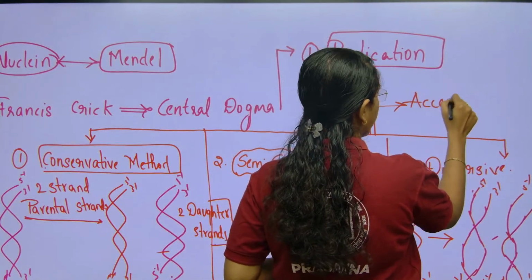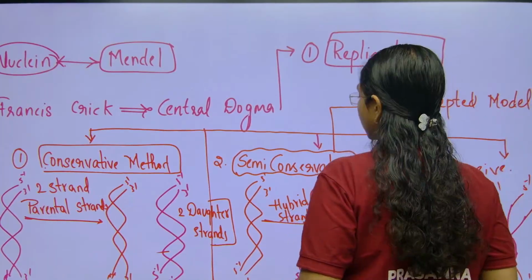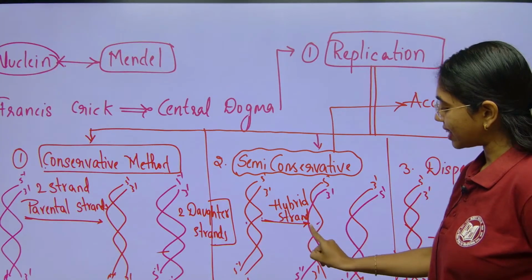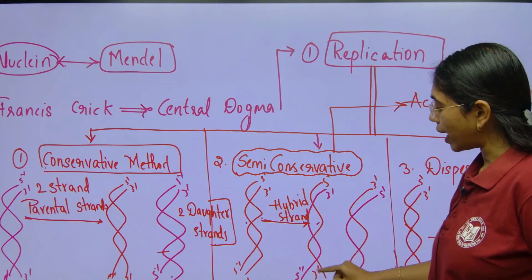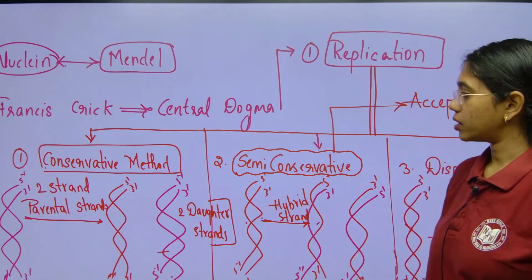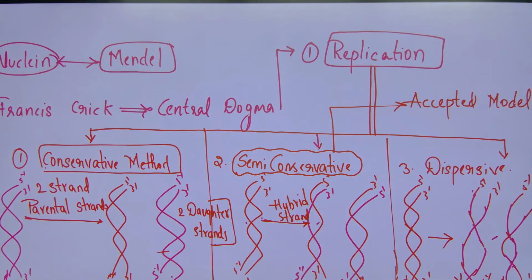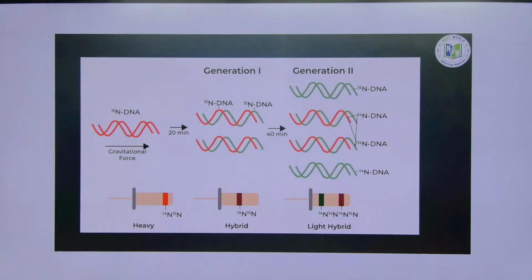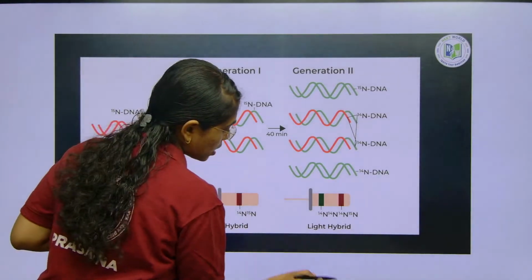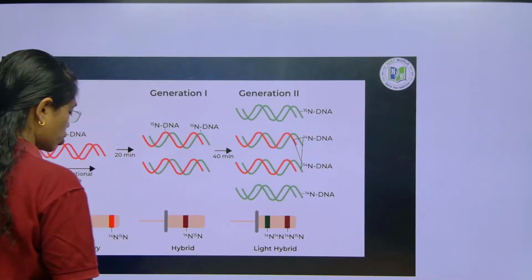The most accepted model of DNA replication is the semi-conservative method, where the 2 parental strands act like templates and each strand will have a daughter strand. At the end, in the products, you can see the hybrid strands. To prove that the semi-conservative method is the most accepted method of DNA replication, Meselson and Stahl's experiment is present. Meselson and Stahl performed an experiment by taking the model organism Escherichia coli.